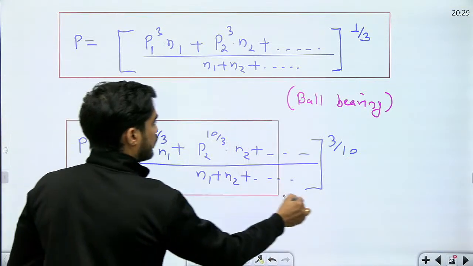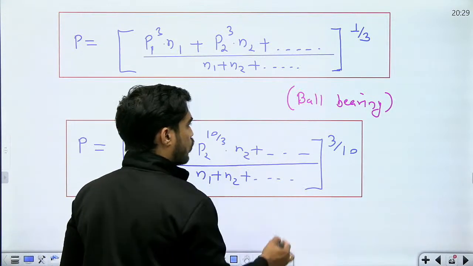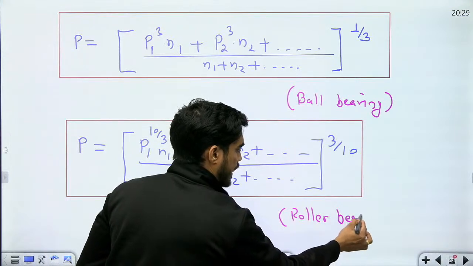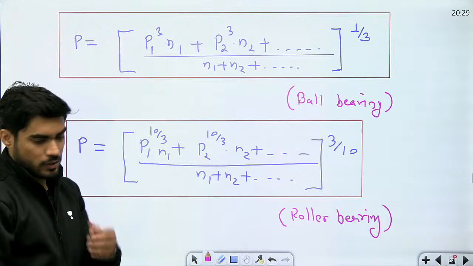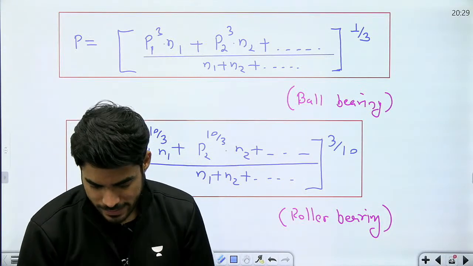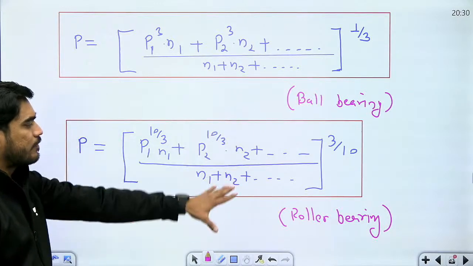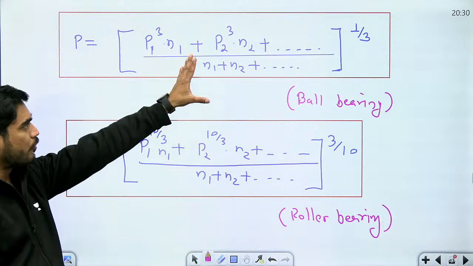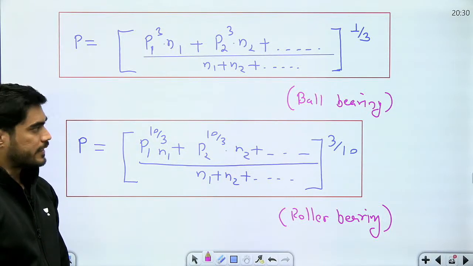This is for roller bearing. You just need to replace 3 with 10 by 3. Okay? In case of roller bearing, you just need to replace 3 with 10 by 3. Very good Kalpesh. Okay? So 3 की जगह बस 10 by 3 लगा दो and the formula will become for roller bearing. So this formula is for ball bearing. This formula is for roller bearing. Is it clear to you?